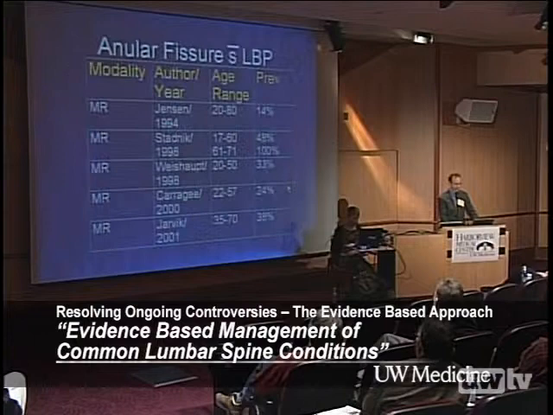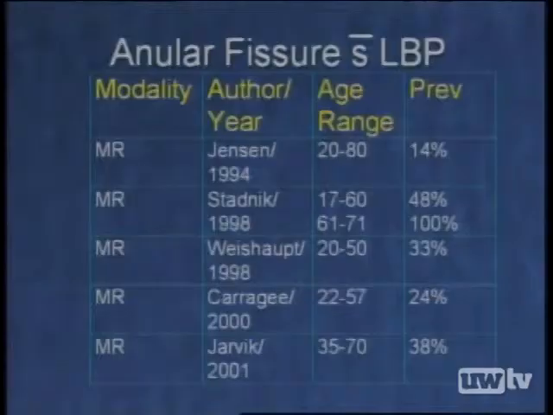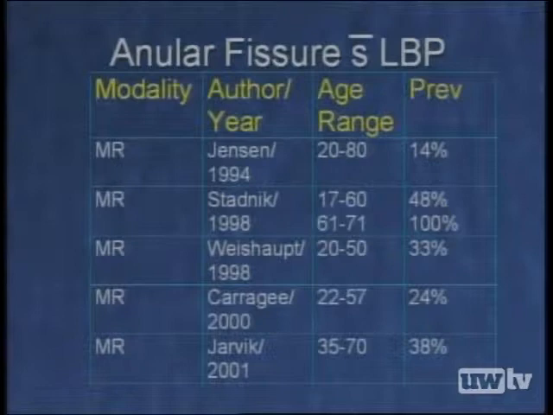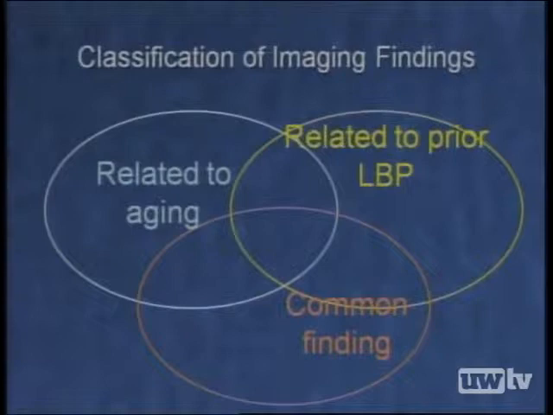A number of authors have looked at the prevalence of annular fissures in subjects without low back pain. Again, quite prevalent, somewhere between 15 and 30% or even more in some studies. And so how do you make sense of all of these findings of annular fissures and disc bulges and protrusions and extrusions and facet hypertrophy, and try and put it into some sort of meaningful classification?